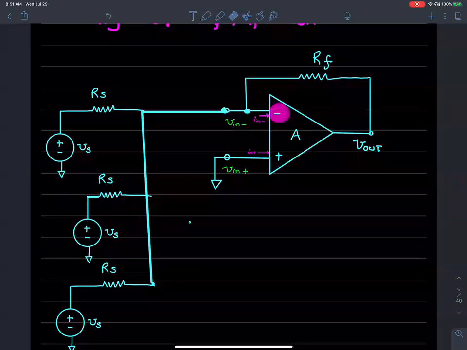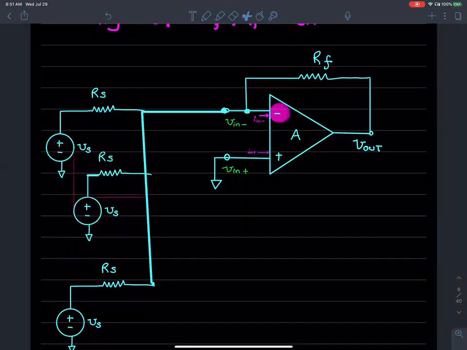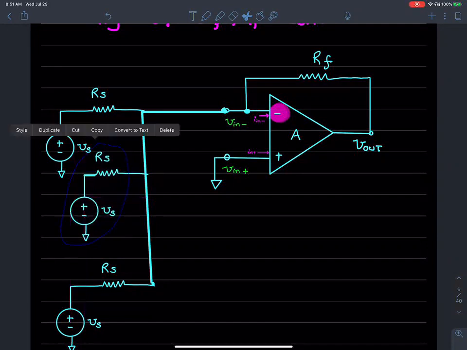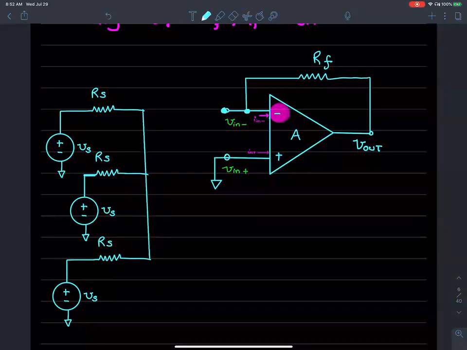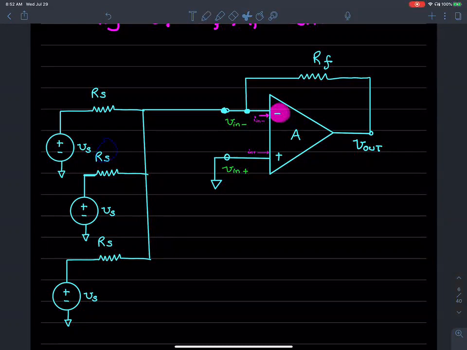Let me rearrange this a little bit more. 3 signals together applied to the input. What do you think the result would be in this case? This is still a slight modification of the inverting configuration.